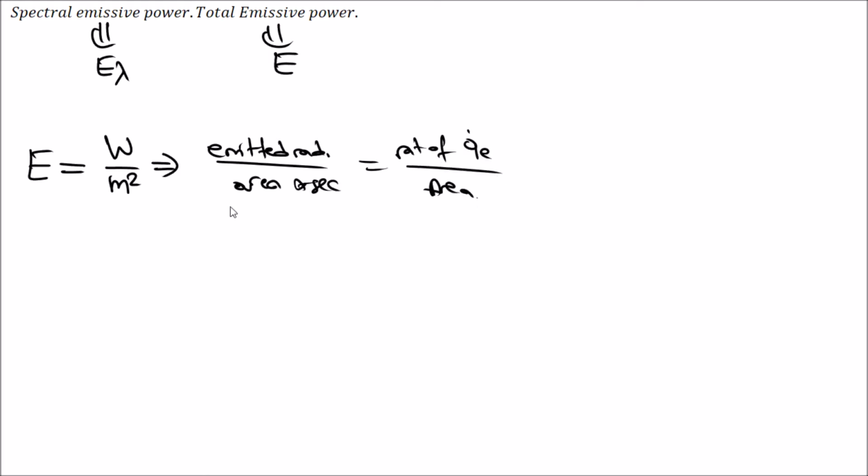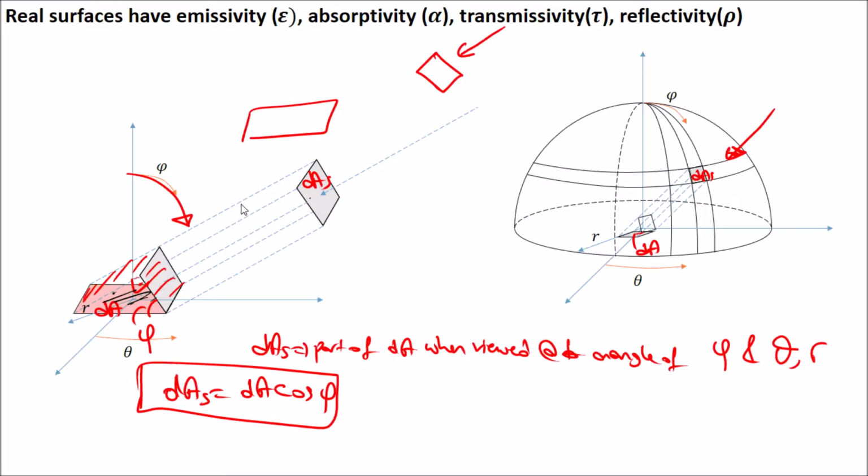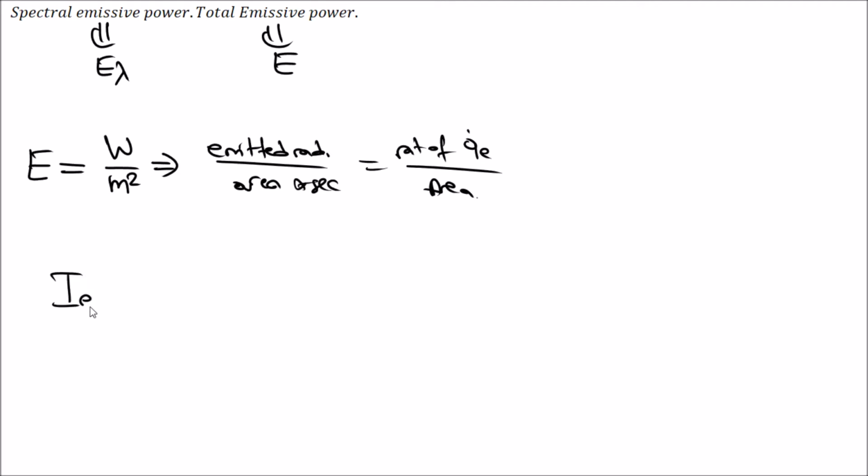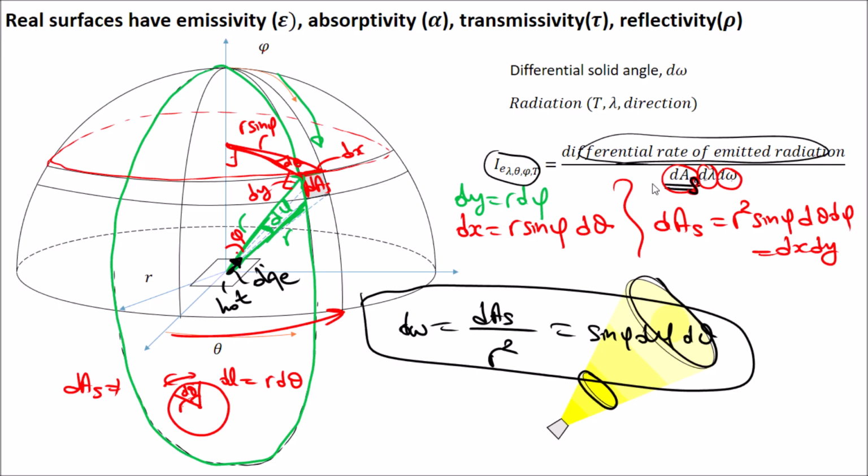It is emitted radiation per area and per second. Rate of emitted radiation per area, rate of Q dot emitted per area. To find that quantity, we will introduce the definition of the intensity. That intensity, i.e., emitted intensity, was equal to the differential rate of emitted radiation divided by this quantity.